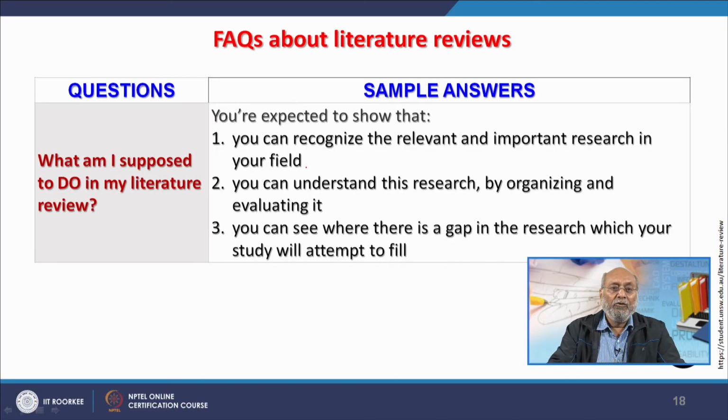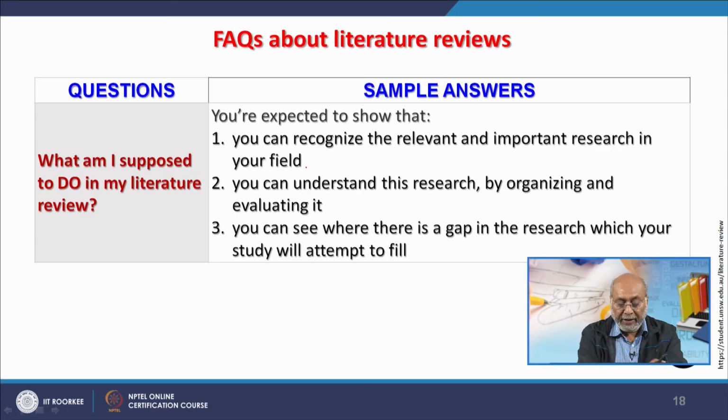The last point here is: what am I supposed to do in my literature review? In summary, you are expected to show that you can recognize the relevant and important research in your field which has been done in the past by many people and published, because generally you can only include the work of others if they have published. If they have not published, it becomes really difficult to include their work. But sometimes we have to include even unpublished work, and all kinds of details should come in the list of references. The citation should be properly written even for unpublished work.